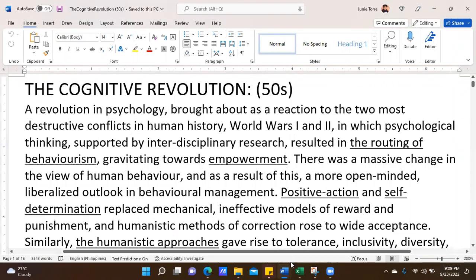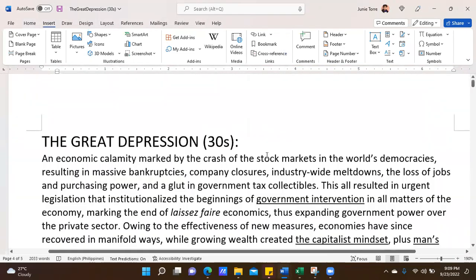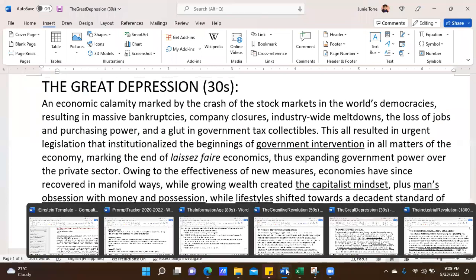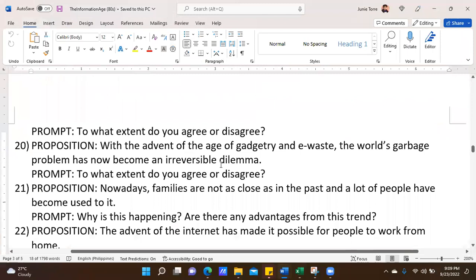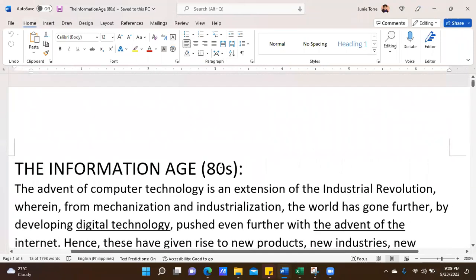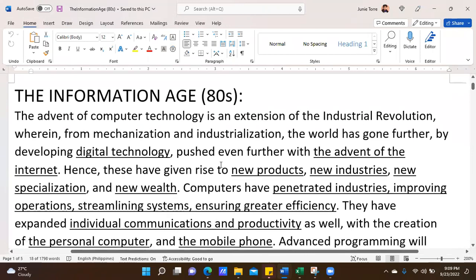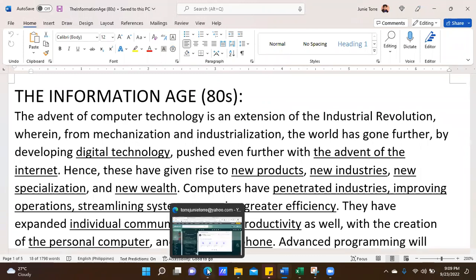And then I love the cognitive rev, that one. The Great Depression is also quite interesting. Yan, globalization yan, guys. That's why you're able to find jobs abroad. You are so blessed. Can you imagine if there was no such thing as globalization? What? You'll be stuck in the Philippines. And of course, computer technology.